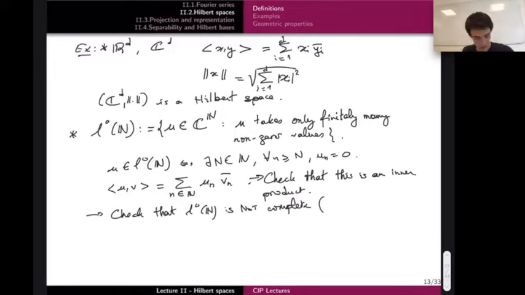So you could use the following sequence. If you want to prove that some space is not complete, then what you do is that you try to find a Cauchy sequence which does not converge. So what you can do is take this sequence. So for instance, that will be a sequence of elements in L0 of N. So that's a sequence of sequences. So for instance, prove that.